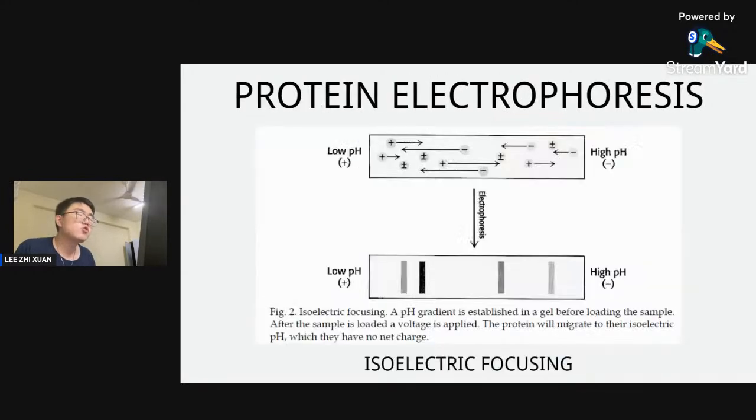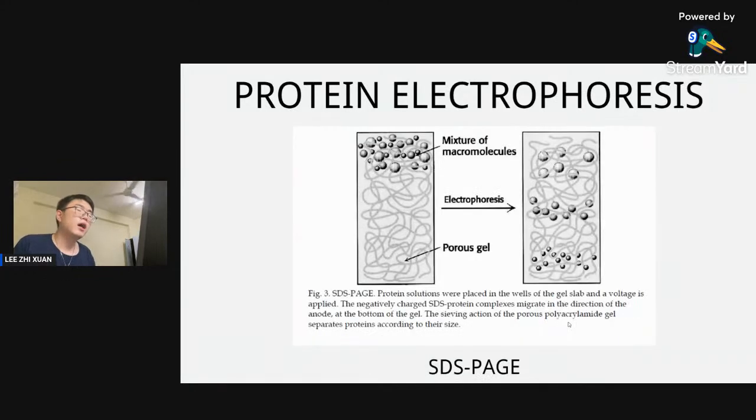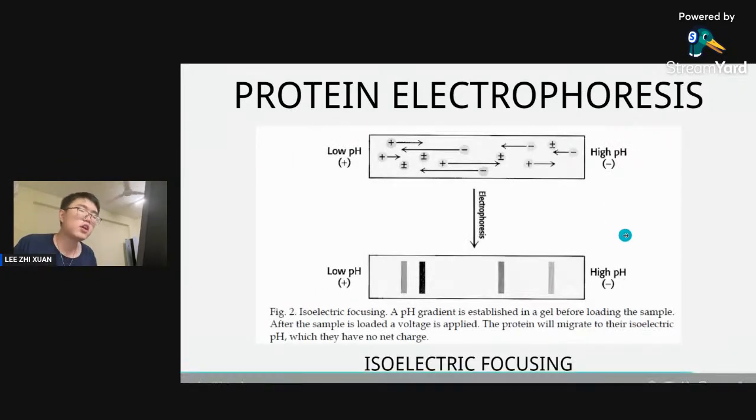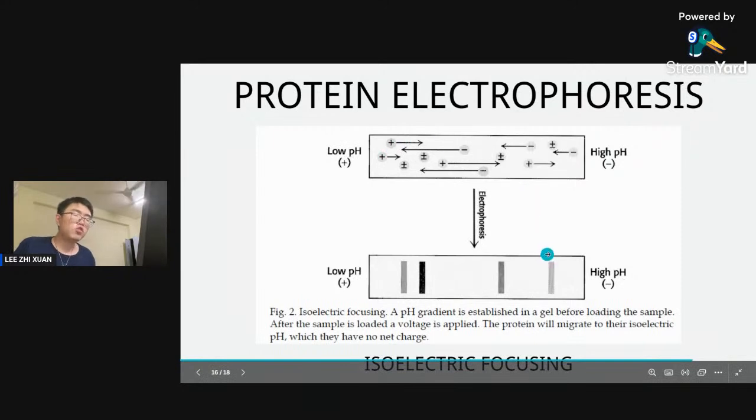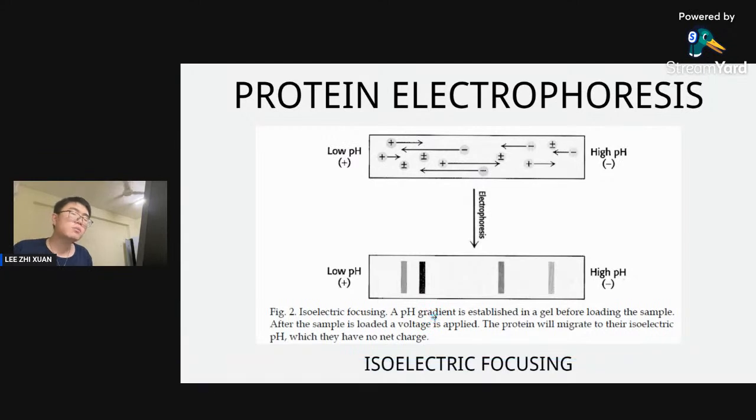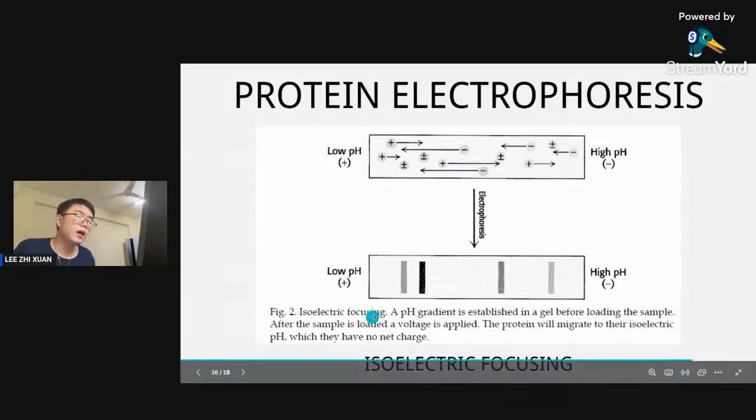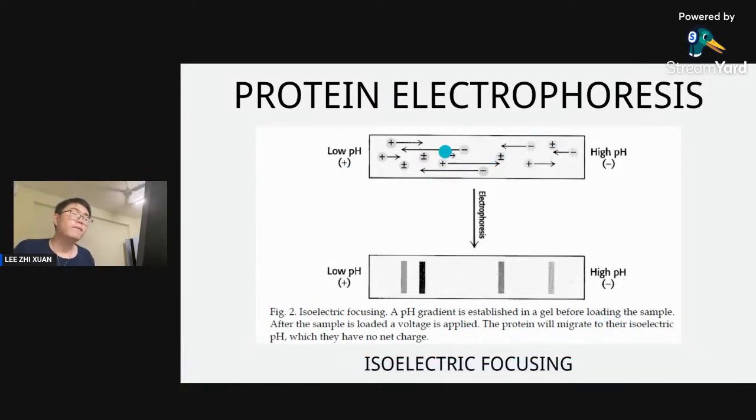Okay, so for protein electrophoresis, this one is more focused on paper electrophoresis. When you use paper electrophoresis, it is more focused on pH value. A pH gradient is established in the gel before loading the sample. So this is the gel, and it has different pH values.